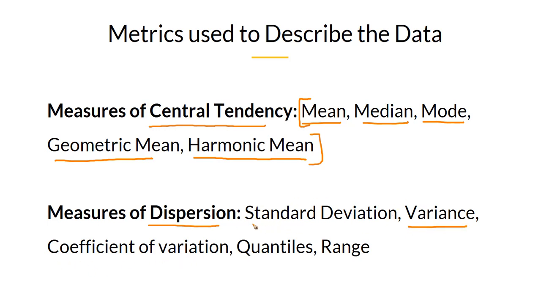Standard deviation basically tells you how the data is scattered. Variance is nothing but the square of standard deviation, right? And coefficient of variation is nothing but standard deviation divided by mean. That is coefficient of variation. Then quantiles and range. Range refers to the minimum and the maximum value of a given numeric variable. This is nothing but range, right?